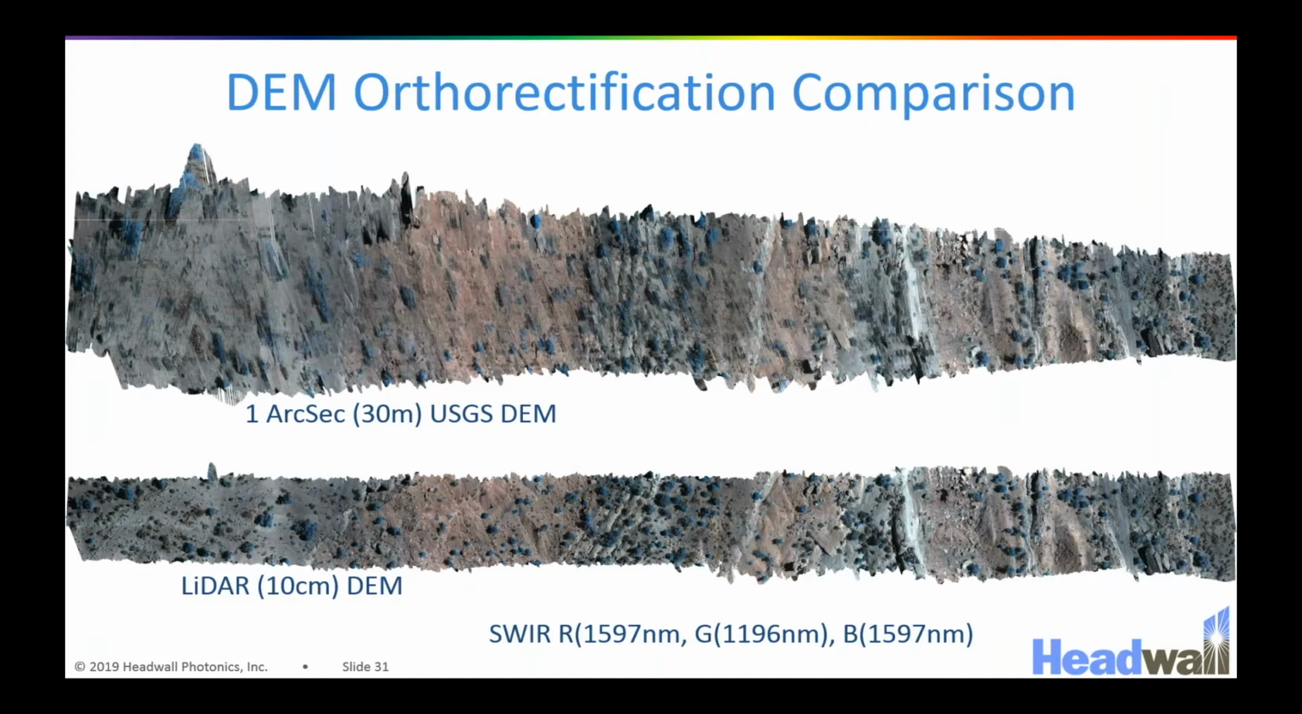And I like to show this because if you're flying over that hillside and you're using the standard 30-meter USGS digital elevation model, you're not going to do a great job of orthorectification, because going from the top of the hill to the bottom of the hill, you're not going to very accurately measure the distance between the detector and the ground. Where if you use a LiDAR DEM, you get a much better orthorectification of the data. So this is the exact same data set, just orthorectified using different DEMs.